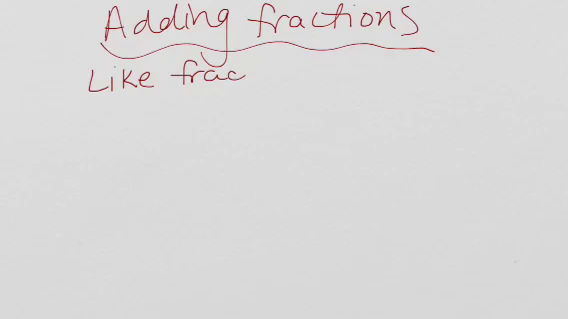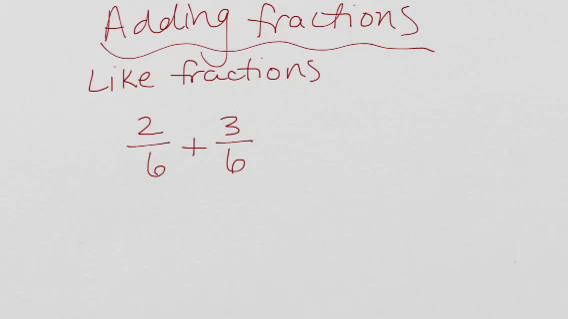Like fractions are when they are already alike. The denominators are the same. So that would be, for example, something like 2/6 plus 3/6. Alright, so we see that they are alike. The denominators are the same. So all we need to do now is add those pieces together.